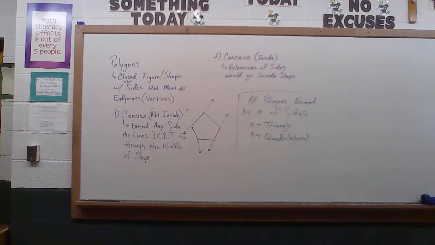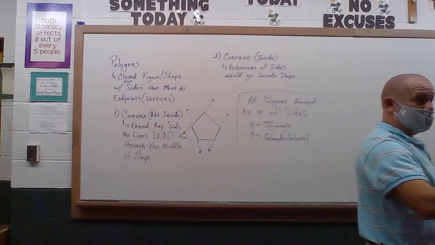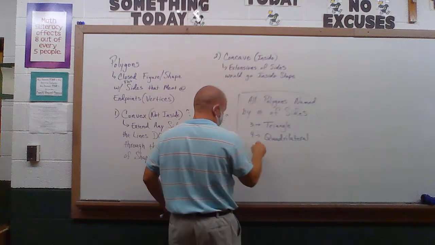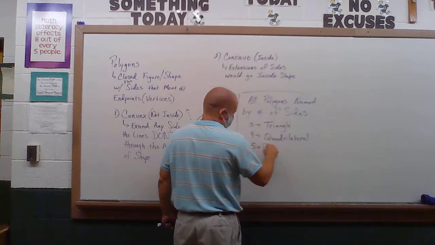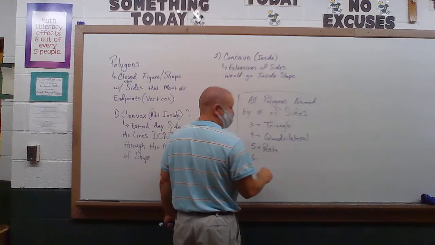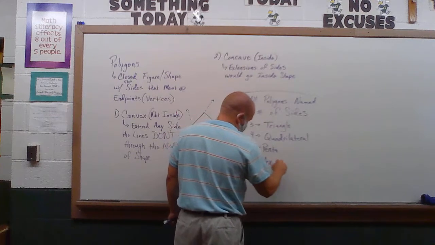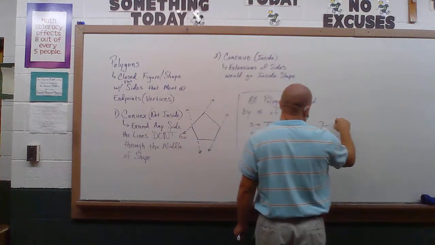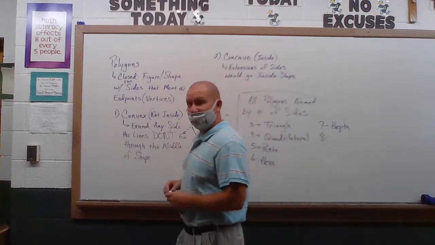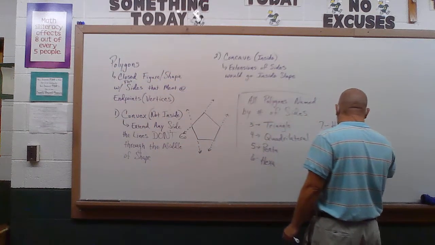And then we have all these prefixes, right? The rest of them after 4 are going to have a prefix, and then it's going to have gon at the end. Okay? So what's 5? Penta, right? 6? Hexa. 7 we already said, but what was it? Hepta. 8. Octagon. What's an octagon?